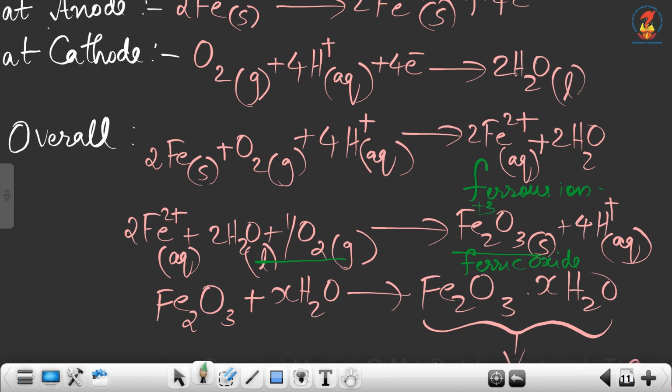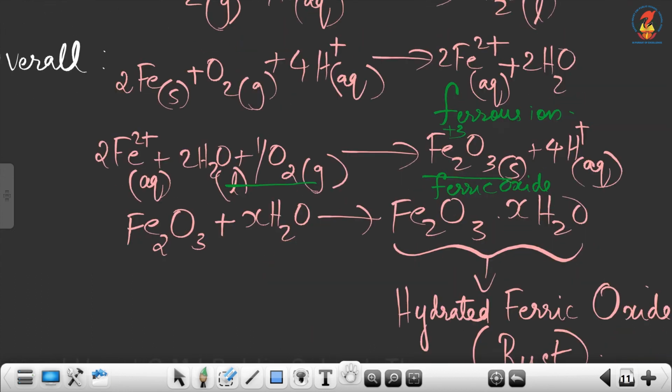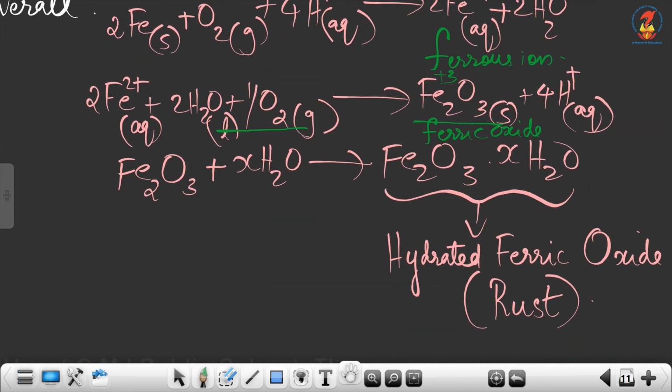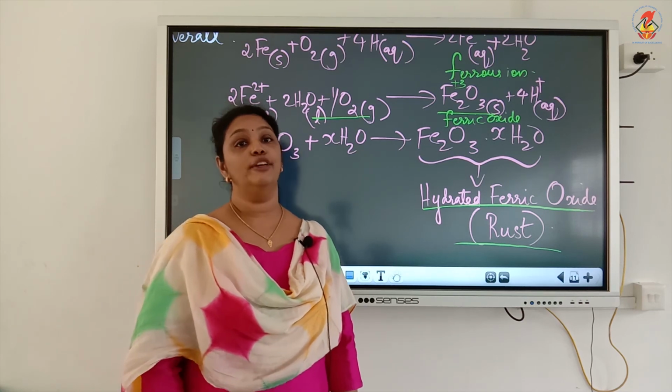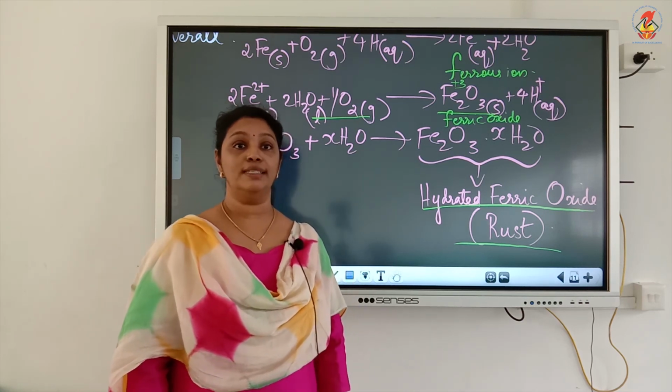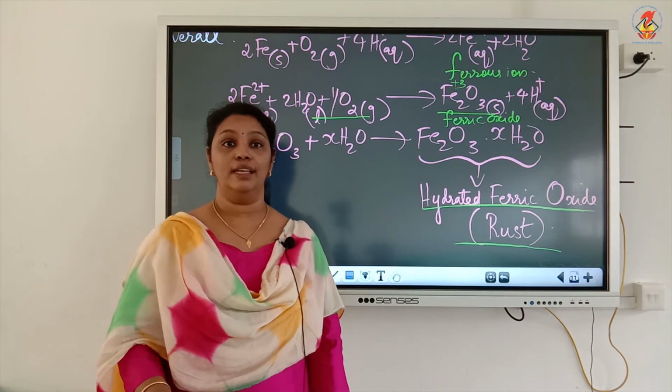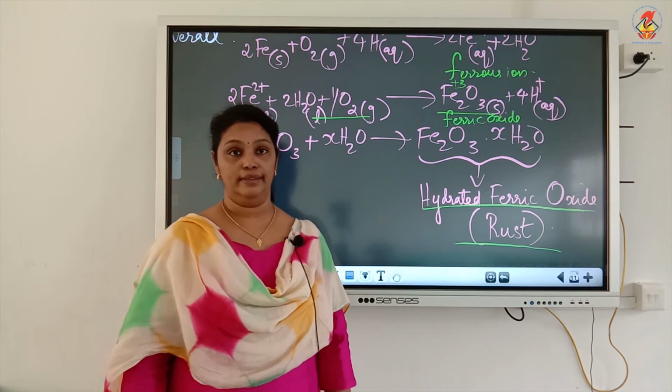Now the ferric oxide formed will absorb water from the atmosphere, and we get Fe2O3.XH2O, which is called hydrated ferric oxide, and this is our rust. So rust is chemically Fe2O3.XH2O, and it is called hydrated ferric oxide. So these are the reactions taking place during rusting of iron.